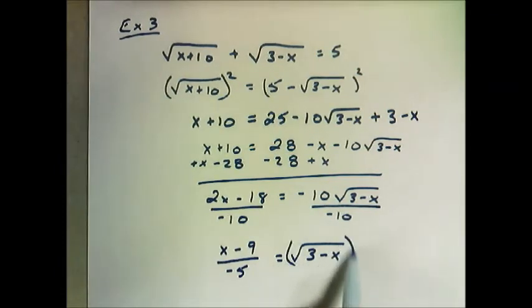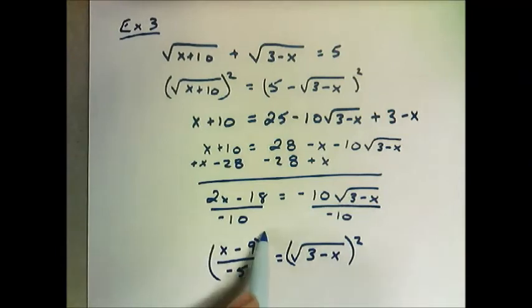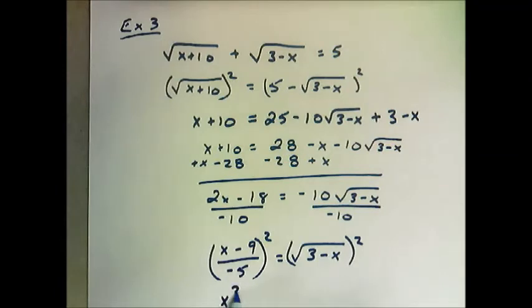Now I can go ahead and square both sides to eliminate this radical. But again, if we notice, this left side is kind of ugly. So x minus 9 squared, we're going to go ahead and square that out. x squared minus 18x plus 81 over 25, and that equals 3 minus x. Now I need to go ahead and solve this equation. Well, what do we do?